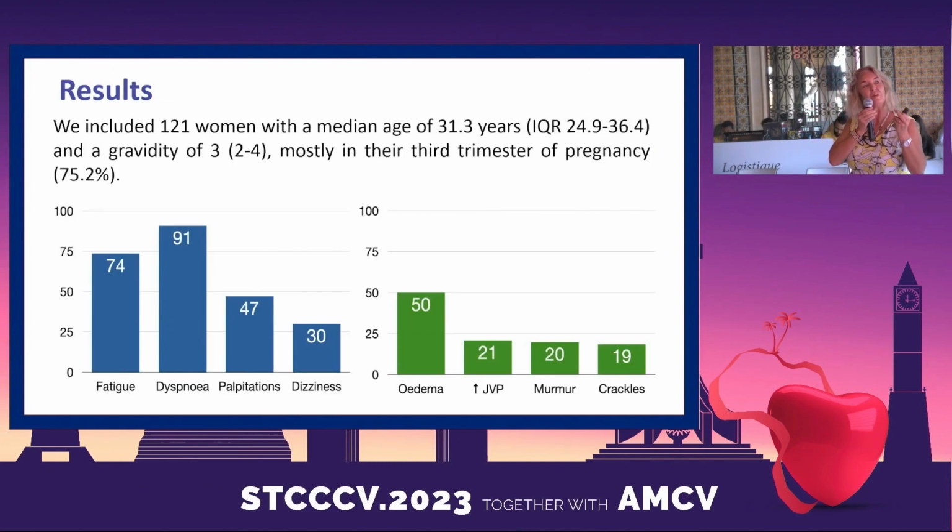So I was just a senior also helping writing the paper, but not a leader. We included 121 women with a median age of 31 years, gravity of 3, mostly in their third trimester of pregnancy. And as you can see, that's how they presented: fatigue, dyspnea, palpitation, dizziness. And some from the signs, this is on the right, some had edema, jugular venous pressure, a murmur or crackles.